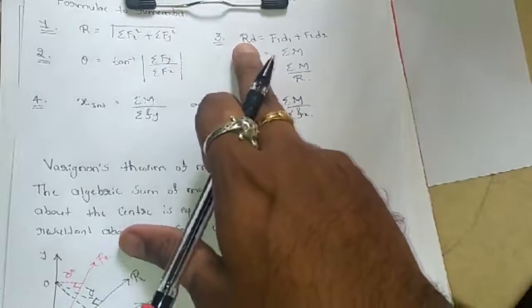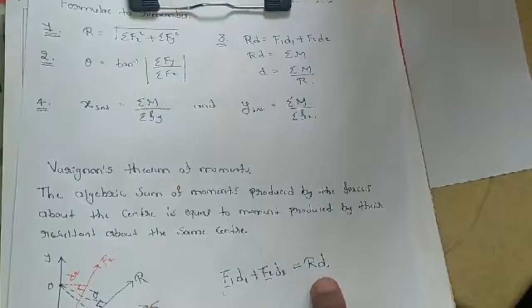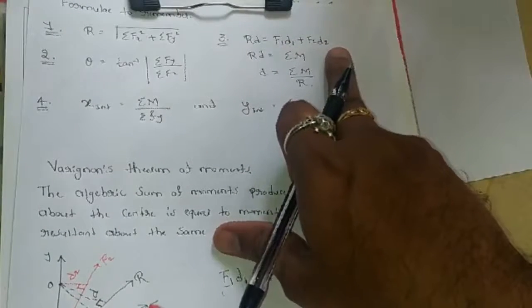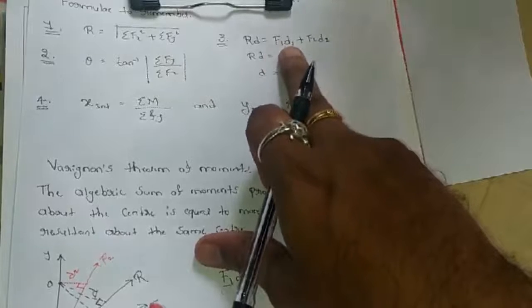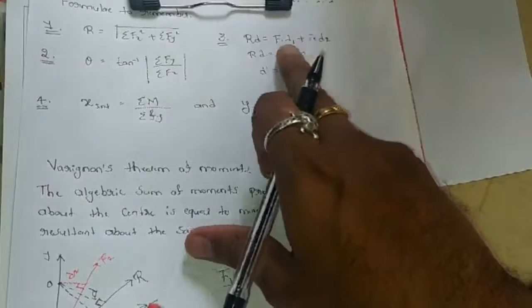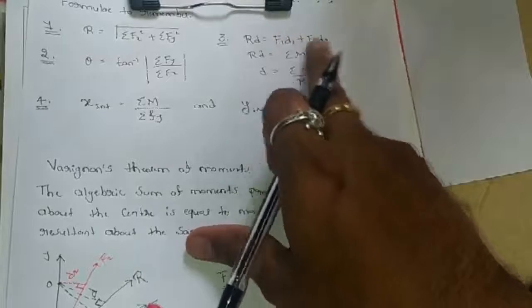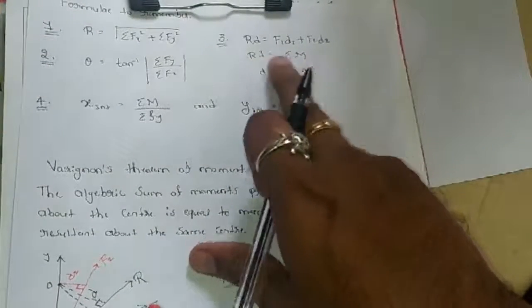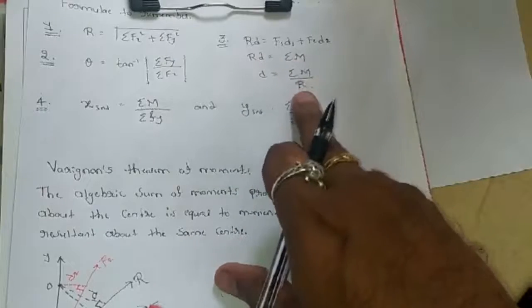Third, we know this formula: R into d is equal to F1 into d1 plus F2 into d2. Now what are F1 into d1 and F2 into d2? They are moments, right? F1 into d1 is a moment, F2 into d2 is also a moment, so it is nothing but the summation of moments. So R into d is equal to the summation of moments, and d is equal to the summation of moments divided by R.